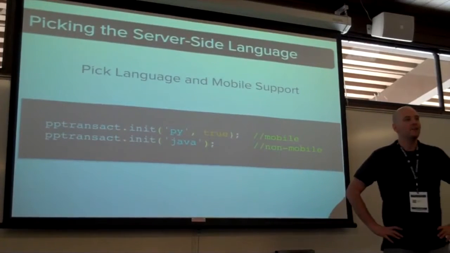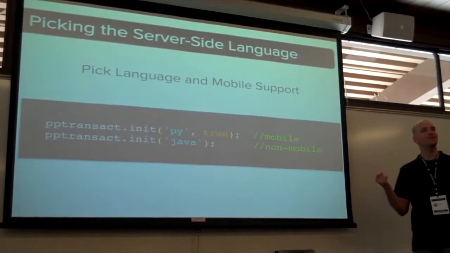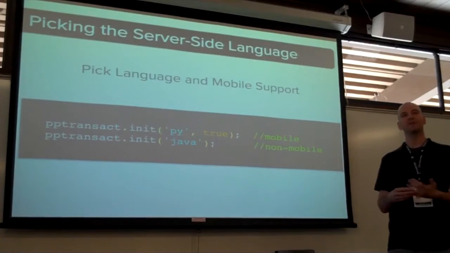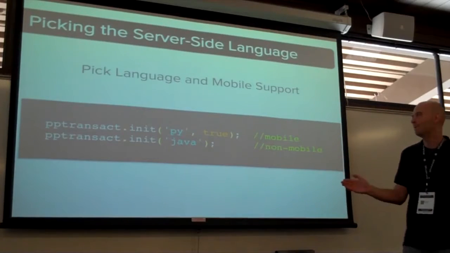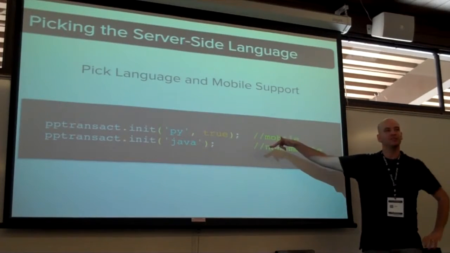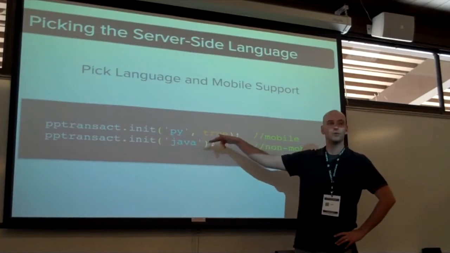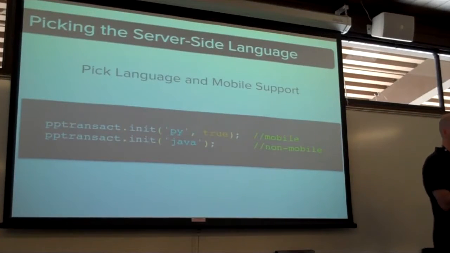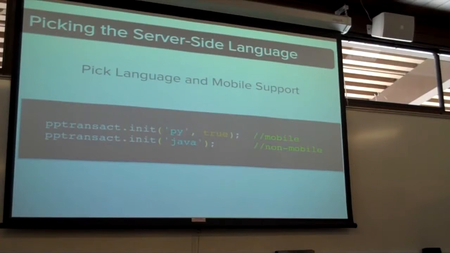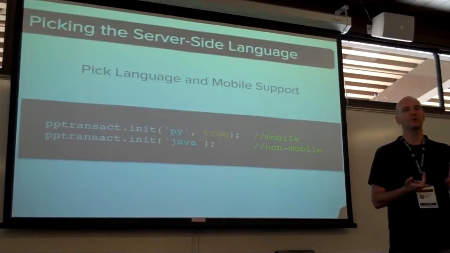All right, now you're going to initialize the library. First, you have to pick whether you want mobile support and pick the language that you want. This is all done through the initialization when you actually build out your flow. There's a couple of ways that you can do it. The initialize method is going to accept two possible parameters. The first one is going to be the server-side language that you want to work with. So this is going to be Py for Python, PHP, CF for ColdFusion, or Java.